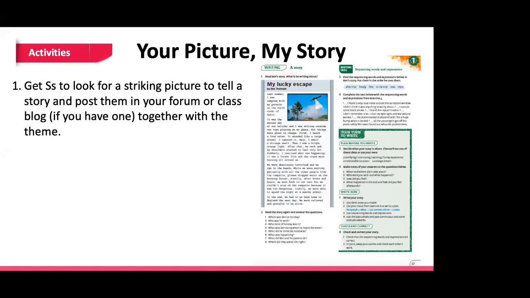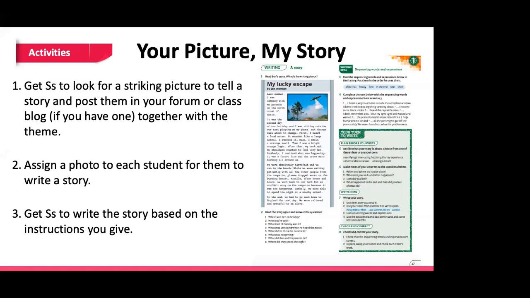So for example, in this page of a book, okay, they could have selected this picture or any other picture. What you're going to do is assign a photo to each of the students for them to write a story. And you see, this is what I was talking about. It's not us looking for the pictures and looking for the themes. If we get 20 students, 30 students to look for pictures and themes, we have a variety of materials that then we will use, okay? So at this point, students are going to receive a picture and a theme from a classmate, and they're going to write a story based on the instructions that you give them.